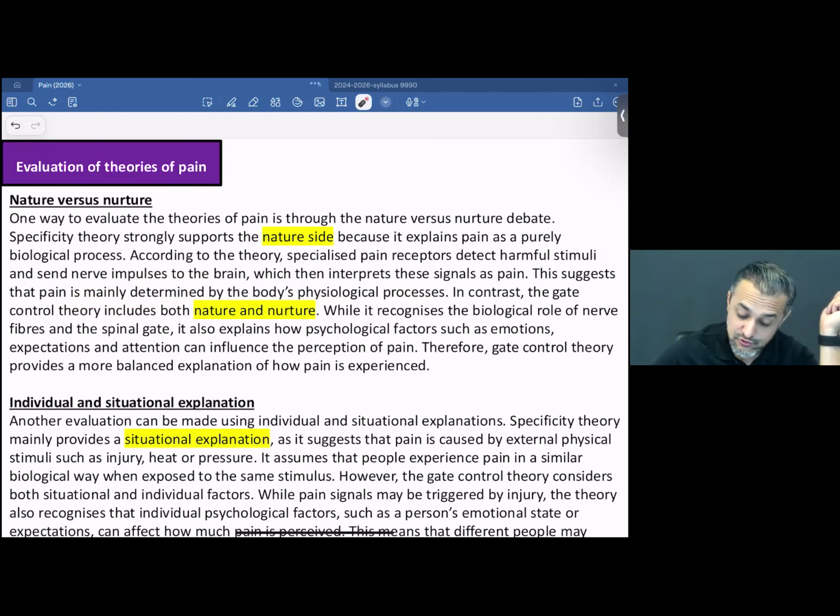In contrast, the gate control theory includes both nature and nurture. While it recognizes the biological role of nerve fibers and the spinal cord, it also explains how psychological factors such as your emotions, your expectations, and your attention can influence the perception of pain. Therefore, gate control theory provides a more balanced explanation of how pain is experienced. Just in case you're getting a 6-mark question where they're asking you to describe and then later evaluate the theories of pain, you'd be expected to write about the specificity theory and the gate control theory both.